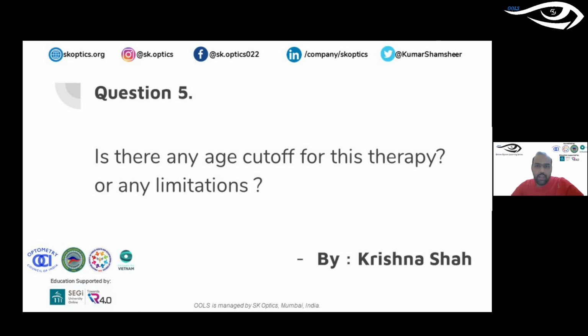You did mention that amblyopia can have a rebound in terms of patching, right? There might be a rebound effect. Did you have any experience of such effects when you're using Binocs? No, I have not seen a single patient who had rebound after using Binocs.